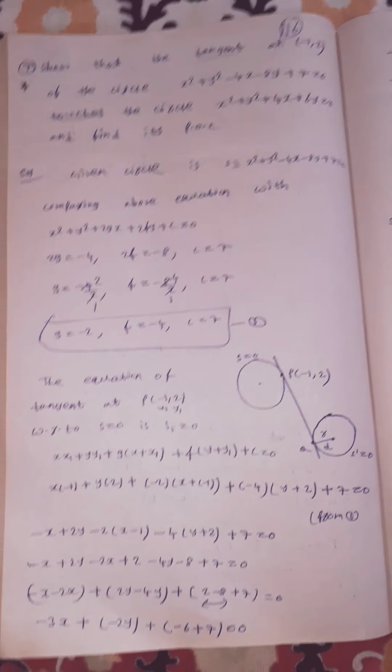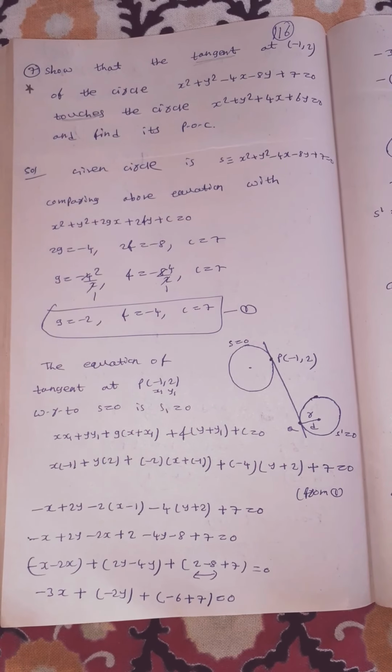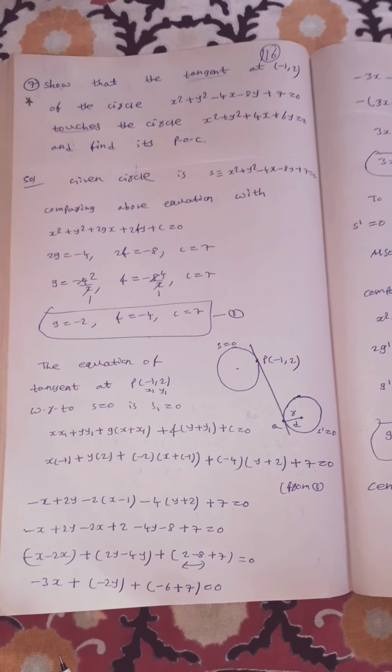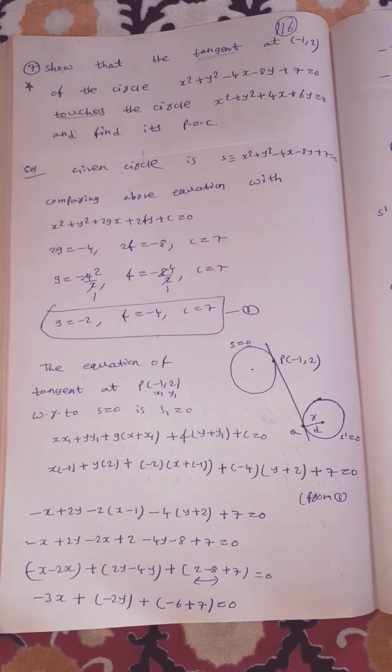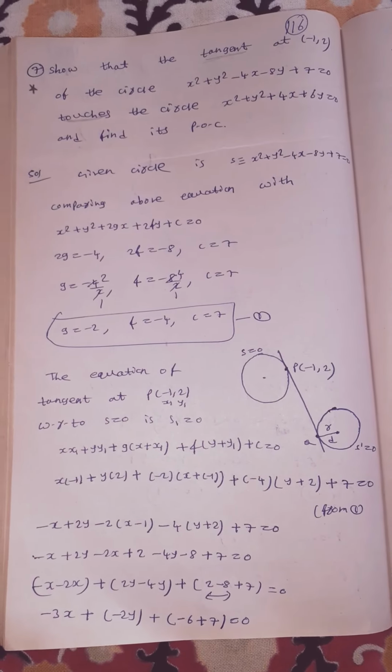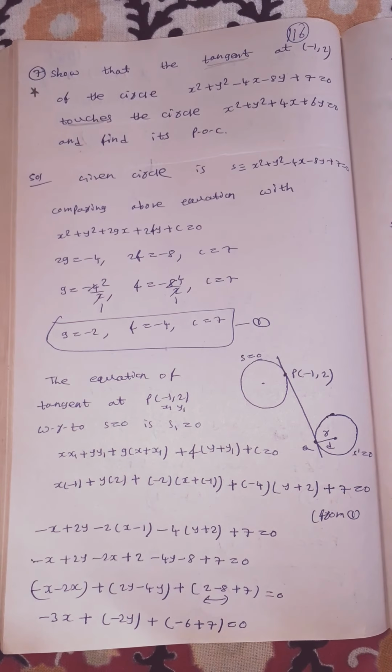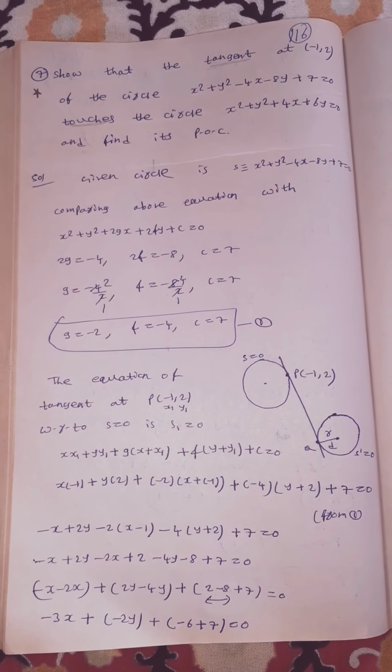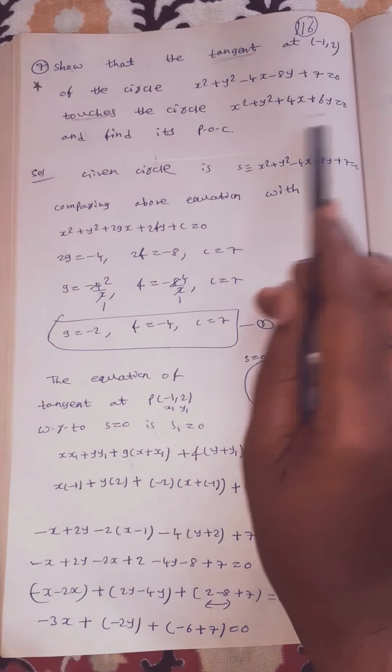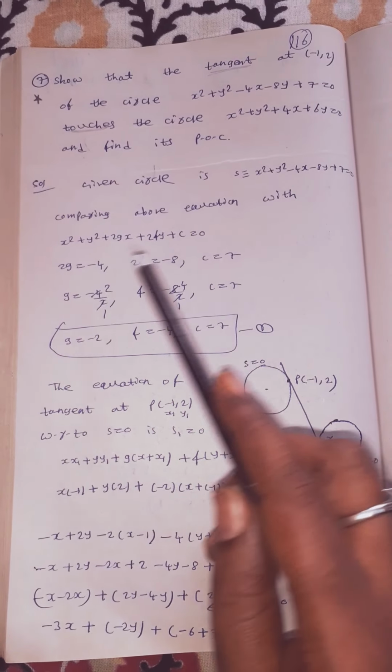So next, seventh problem also same condition, children. Whatever you did like in the sixth problem, you will do in the seventh problem, same process, children. It is also very very important. So here, show that the tangent at minus 1 comma 2 of the circle, so this is a circle given, children, touches the circle and find its point of contact. So given first circle is this one, children.